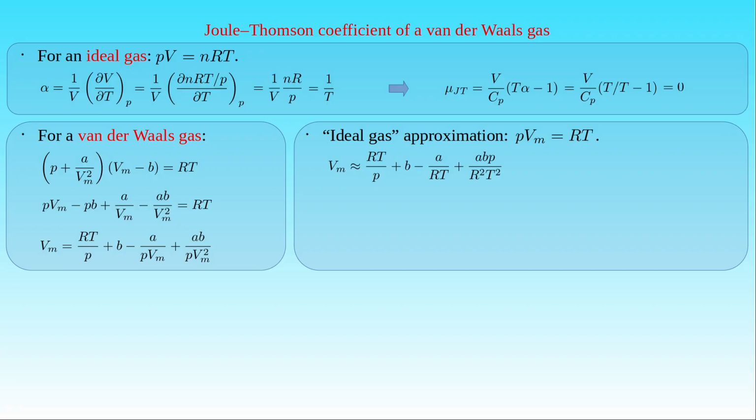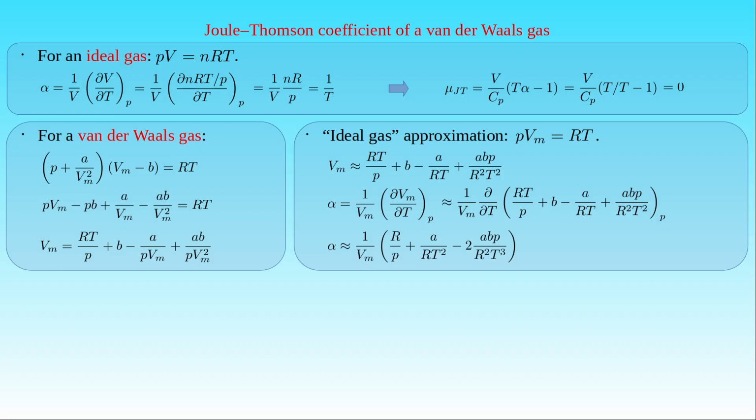Then Vm can be approximated as R times T over P, plus B, minus A over R times T, plus A times B times P over R squared times T squared. If we insert this result into the definition of the thermal expansion coefficient alpha of the gas expressed in terms of the molar volume Vm and compute the partial derivative of the molar volume with respect to the temperature T at a constant pressure P, then we obtain an approximation of the thermal expansion coefficient given by 1 over Vm, times the quantity of R over P plus A over R times T squared, minus 2 times A times B times P over R squared times T cubed.